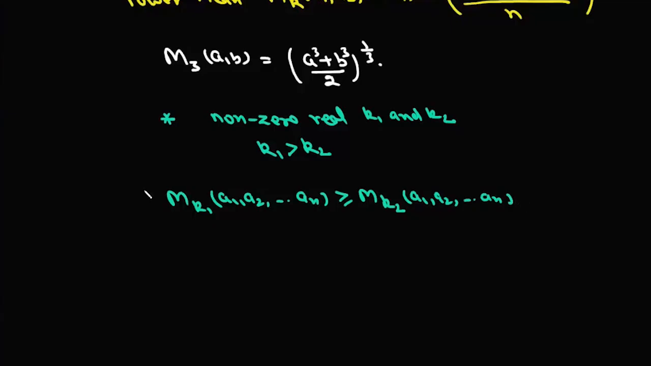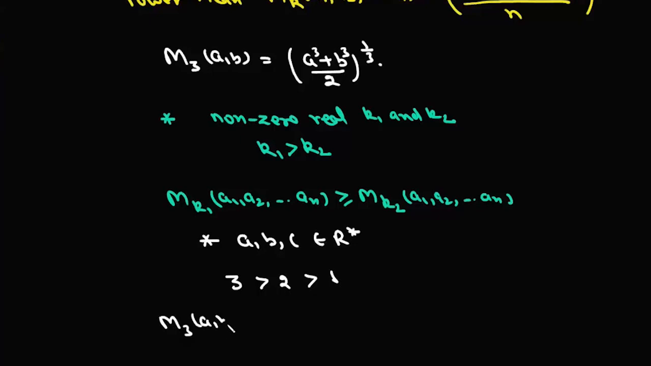So that is the fundamental for power means. If we have three positive real numbers a, b and c, then we know that 3 is greater than 2 and it is greater than 1. Then we can simply write M3(a,b,c) will be greater than or equal to M2(a,b,c) and will be greater than or equal to M1(a,b,c).